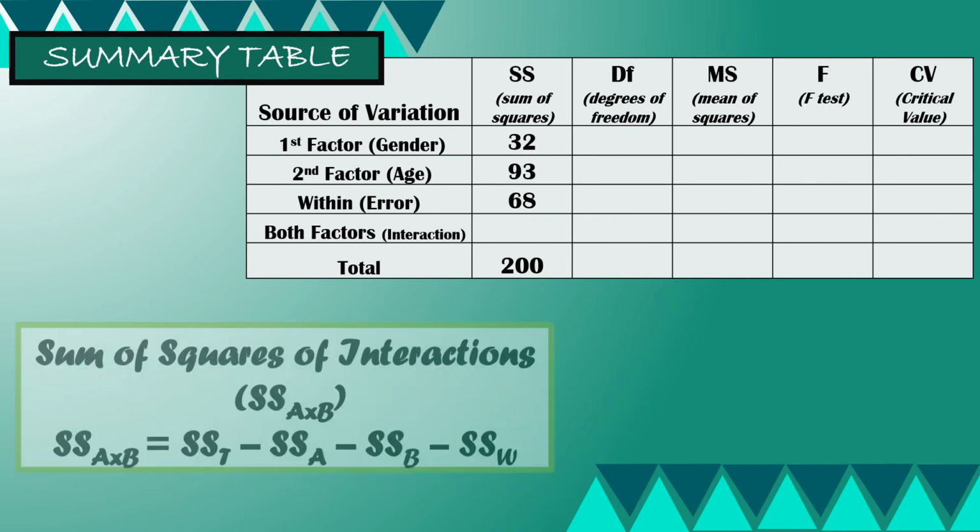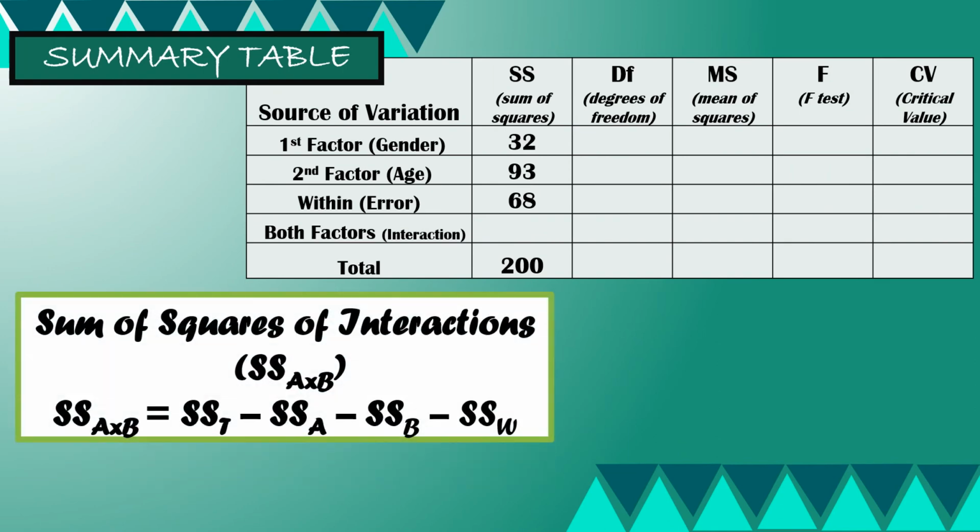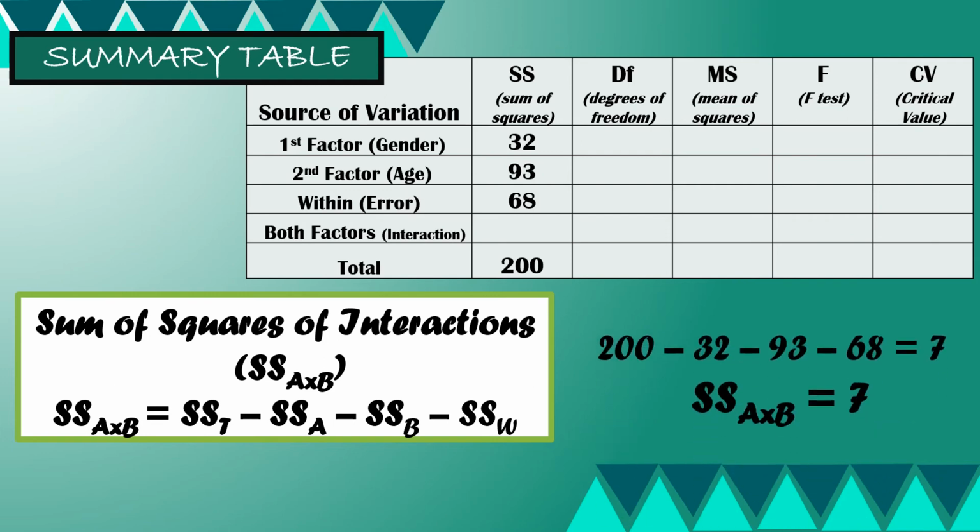Last is the sum of squares of interaction. The formula for the sum of squares of interaction is equal to the sum of squares total minus the sum of squares of factor A minus the sum of squares of factor B minus the sum of squares within. So 200 minus 32 minus 93 minus 68 is equal to 7. The sum of squares of interaction is equal to 7.